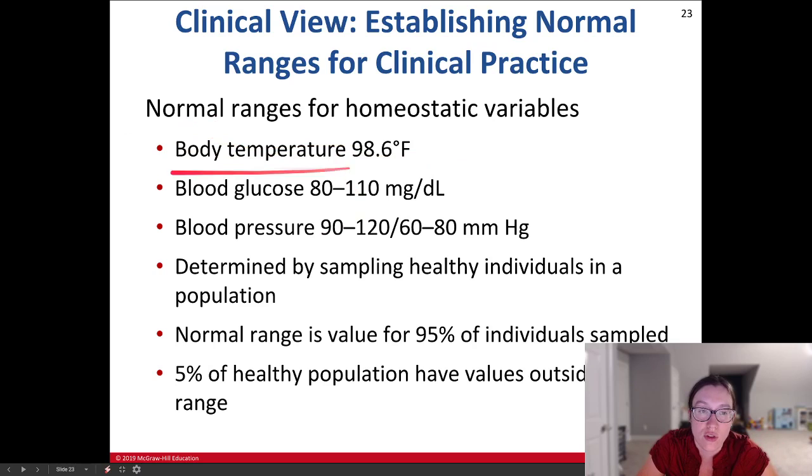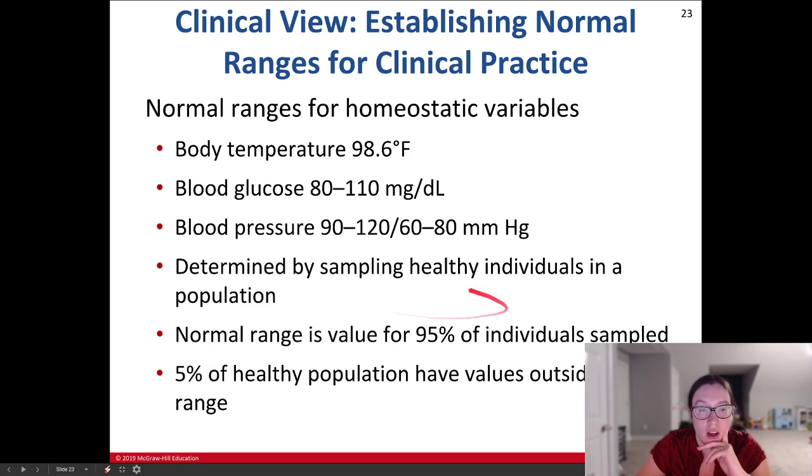If the body temperature is too high, we have to ask, well, were they just running around in 100-degree heat, or maybe they have a fever? There's something wrong there. If blood glucose is too high, we think, well, maybe they just ate cake, or they could have a homeostatic imbalance like diabetes. If their blood pressure is too high, then maybe they have atherosclerosis, or something that causes high blood pressure.